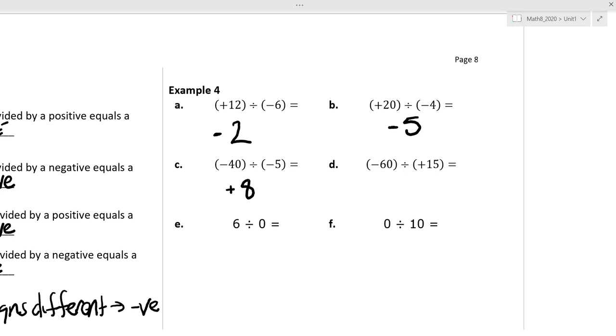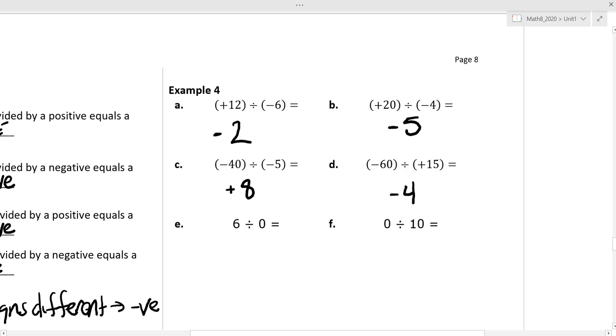Now, Noah was helping somebody else out here with a 15, and he asked, how many times does 15 go into 60? And what did you say, Noah? 4, right? So it goes in 4 times, and then would it be positive or would it be negative? It'd be negative. All right.